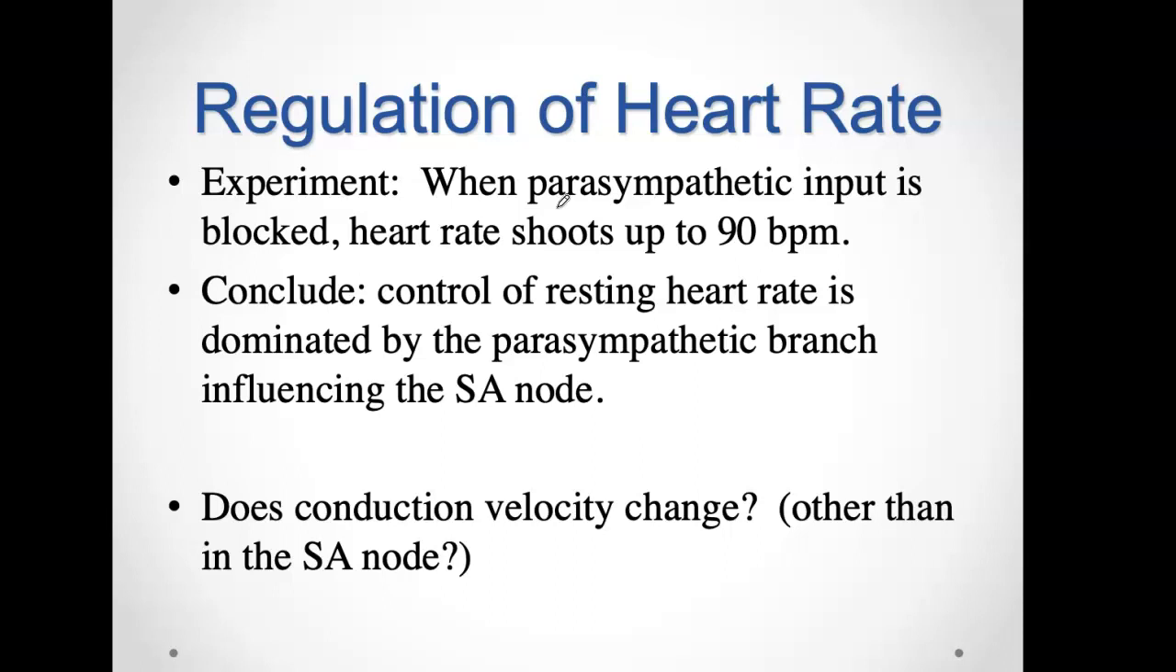And what they found was that when the parasympathetic input was blocked or removed or cut, the heart rate would shoot up to about 90 beats per minute. So they concluded that it was actually the parasympathetic that is in greater control of that resting heart rate, because it's trying to hold it down at a certain heart rate, and were you to remove that, that heart rate would shoot up.